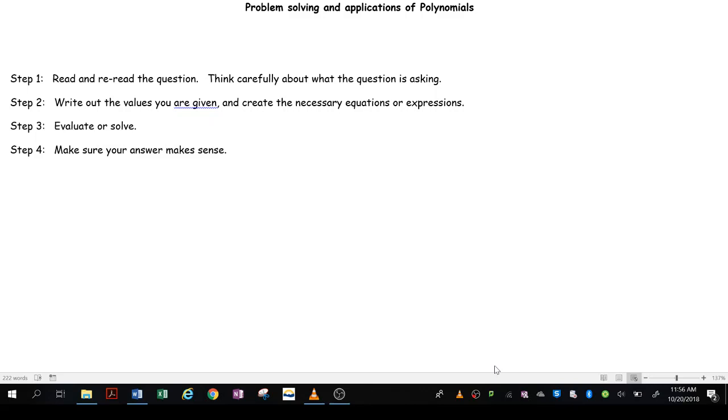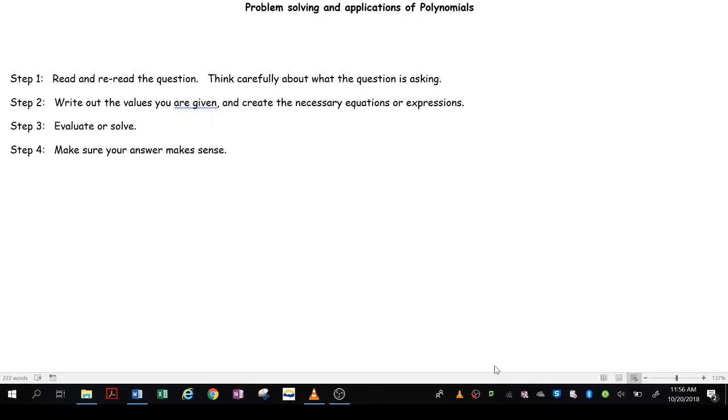Today we're going to look at problem solving involving polynomials. Now, with any problem solving in mathematics, there's essentially 4 steps that you should follow to help you organize and answer what is being asked of you.